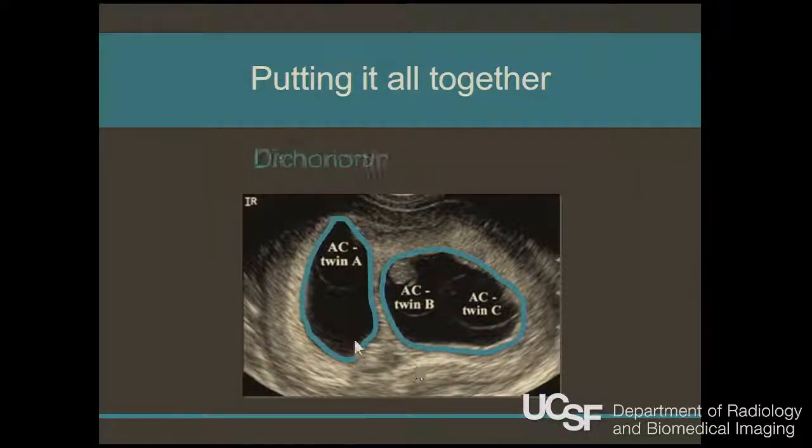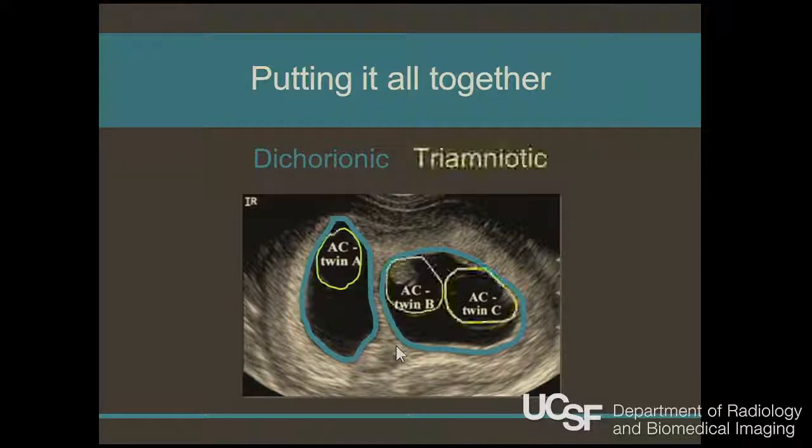This is dichorionic, but triamniotic. So, same rule. Thick membrane, that means there's 2 placentas, but this is a monochorionic pair, and then between these 2, it's dichorionic.